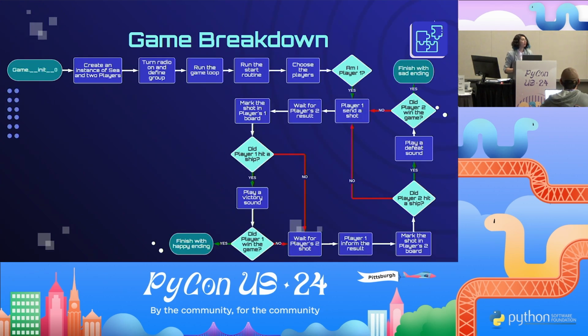Okay, so here is how the algorithm for this part is going to work. I hope it's readable for you. We are going to be creating one instance of C and 2 instances of players, because one of the players is going to be me.